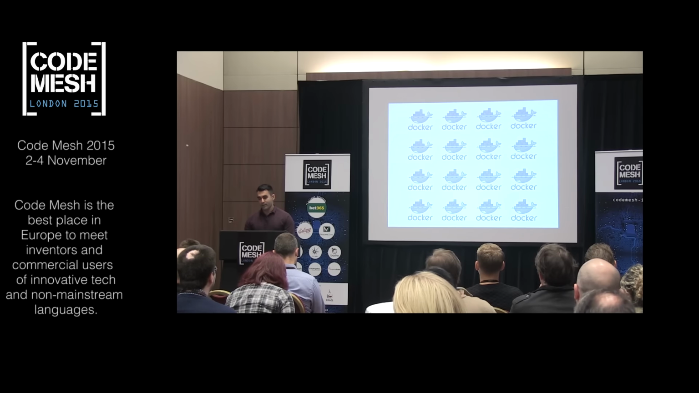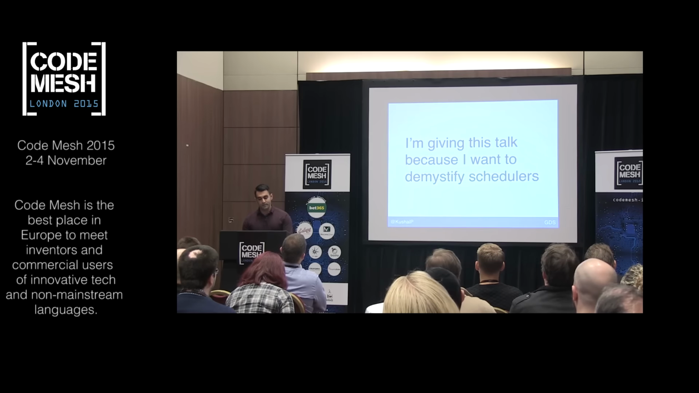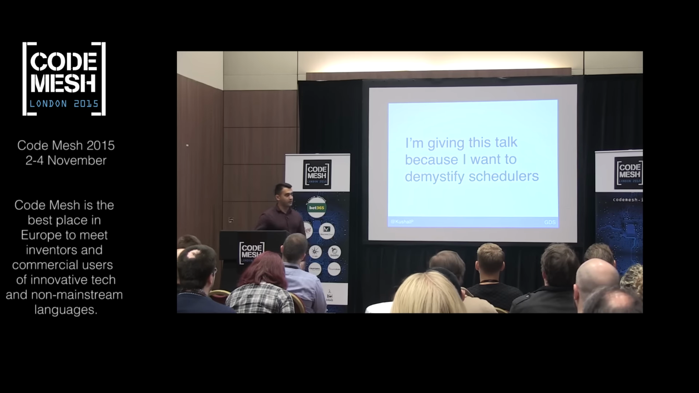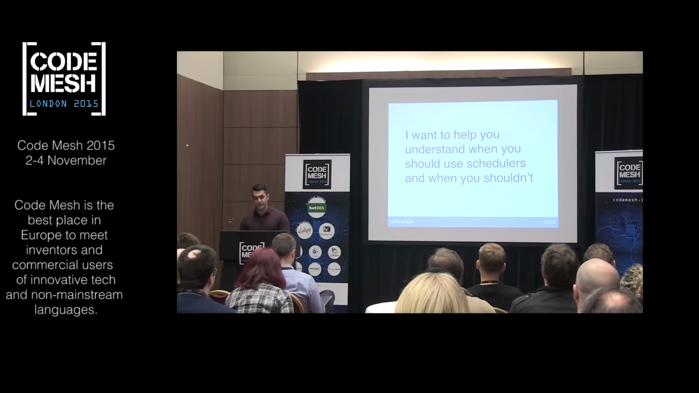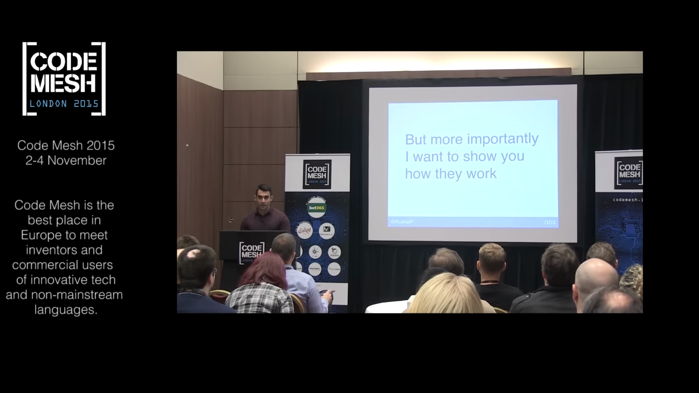But there was a discussion that I was part of not long ago where someone said the pace of change in this space is too much, and schedulers feels like it's too daunting a topic to even begin to understand. So I want to do this talk to demystify this area of schedulers. So things like Mesos, Marathon, Kubernetes, and Swarm. I want to help you understand when you should use schedulers and when you shouldn't. But more importantly, I want to show you how they work.